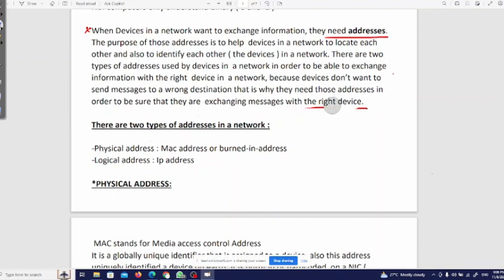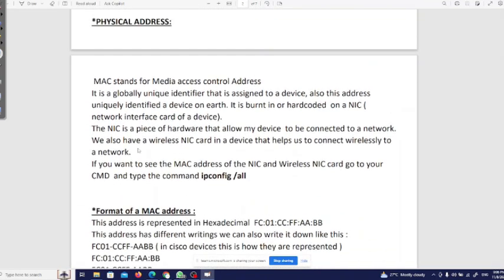Let us move. So a physical address, as I said, is a MAC address, and MAC here stands for Media Access Control Address. A Media Access Control Address is a globally unique identifier that is assigned to a device. This address uniquely identifies a device on Earth. It is burned in, or hard-coded, on the network interface card of a device.